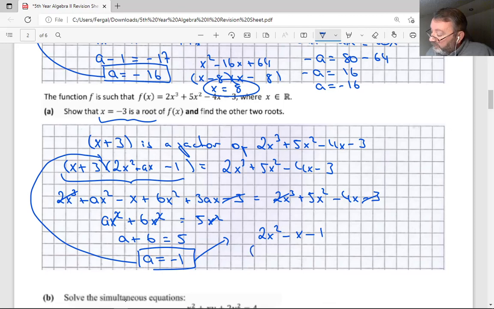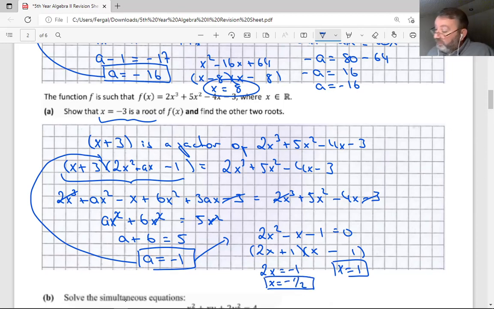And then you open your brackets, like so. 2x squared is 2x by x. 1 has to be 1 by 1. And I want minus x. So do the outside ones, that's 2x and that's 1x. So minus 2 plus 1 is what we're looking for. So 2x equals minus 1, x equals minus a half. And here x equals 1. So there's the second one. Now what did it say? Find the other two roots. There they are. The roots are the solutions to the factors that have been set equal to 0.